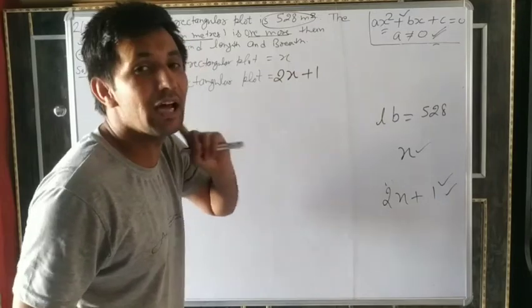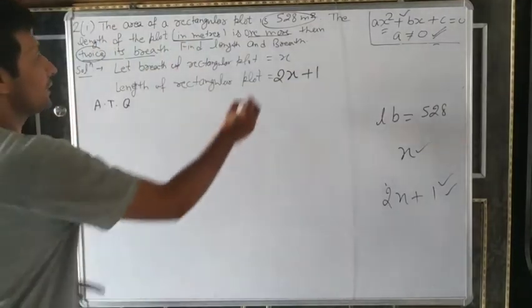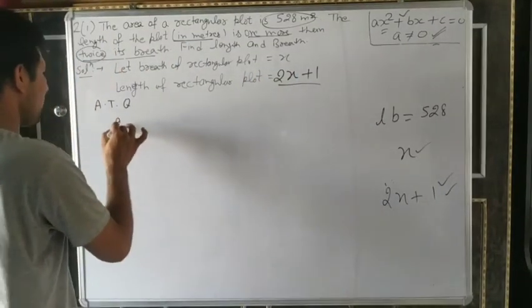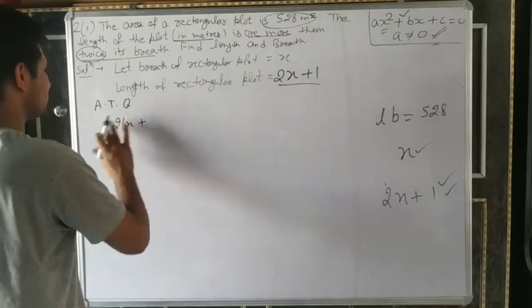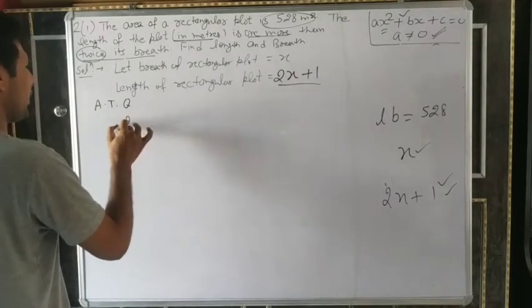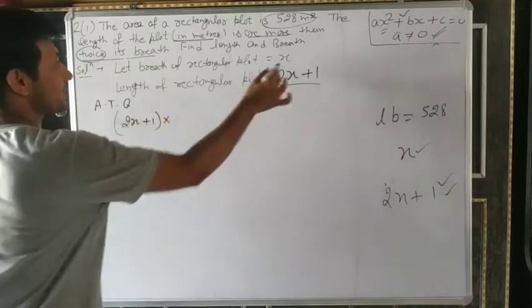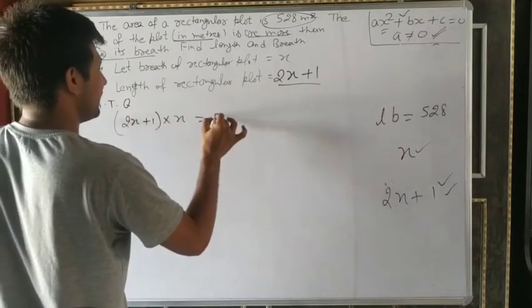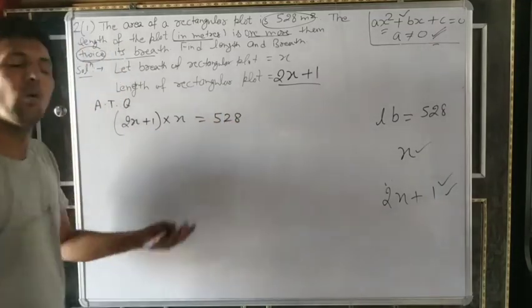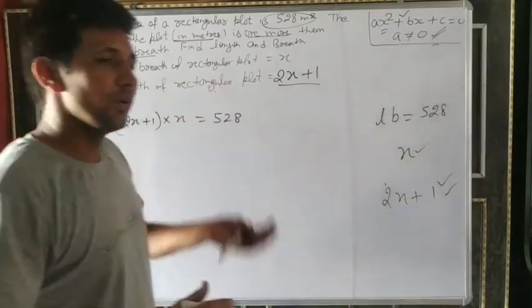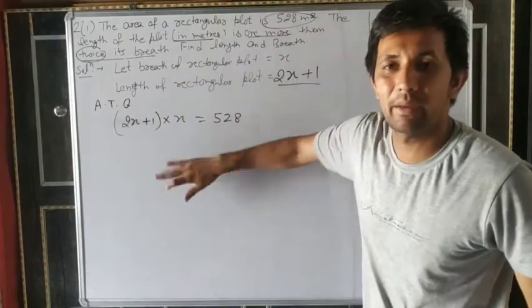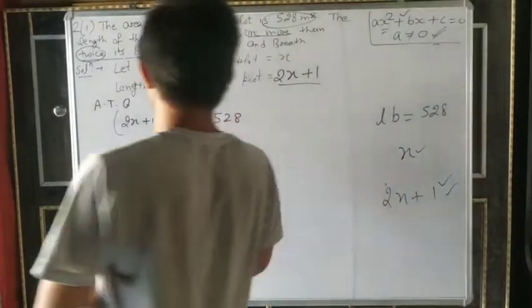Because area is always length into breadth. So length is 2x plus 1, and breadth is x. Area equals 528 square meters. We will use the situation and make the quadratic equation. Now we will use it.